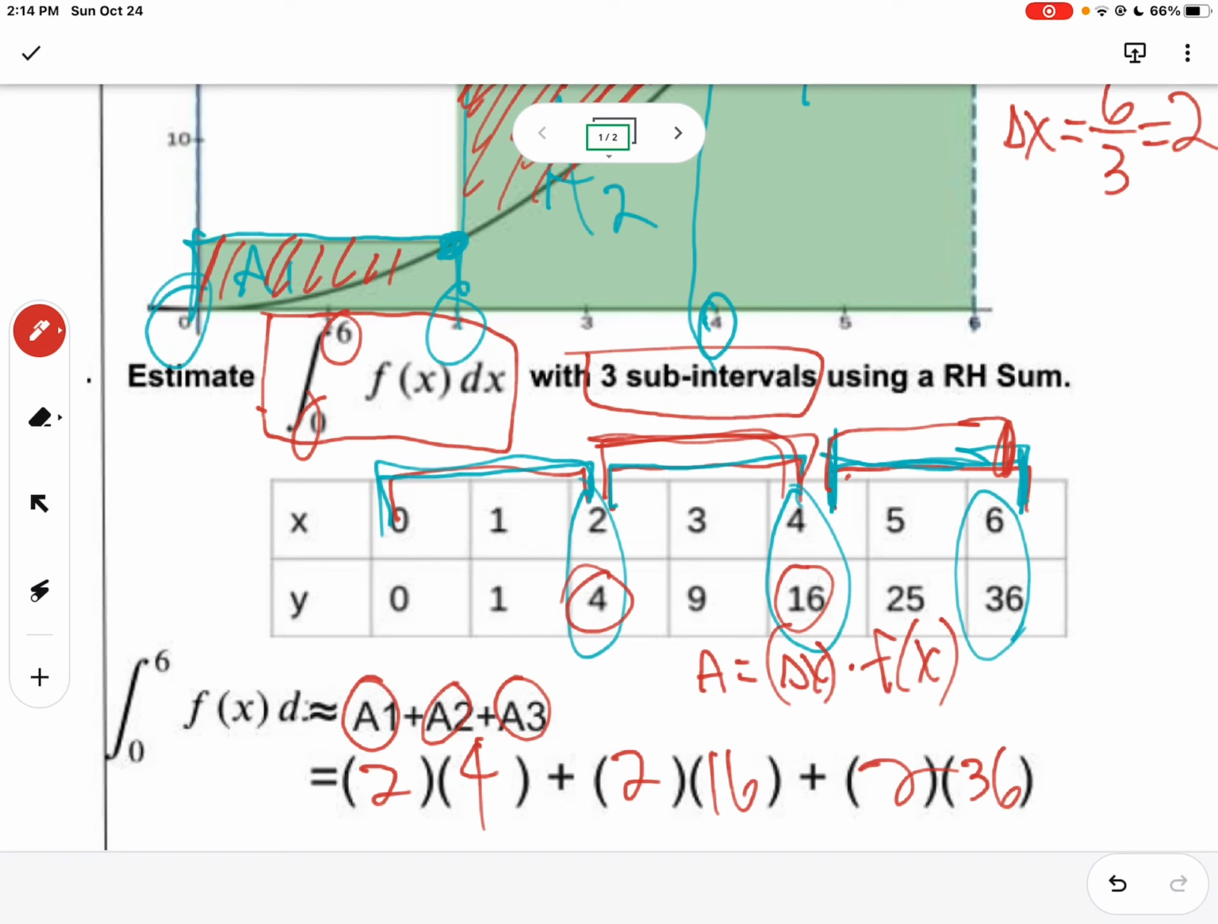Okay, we're going to end this one here, and we're going to move on to what's called a centered interval in the next short clip.